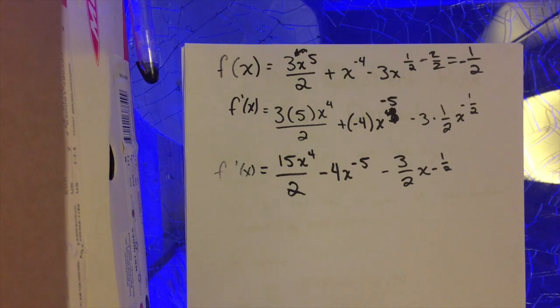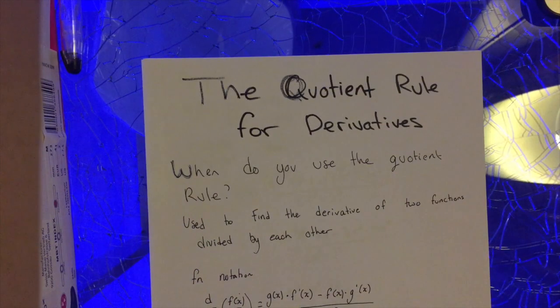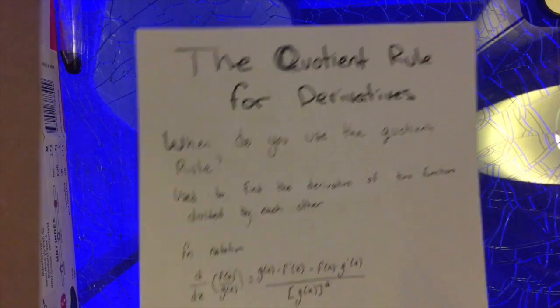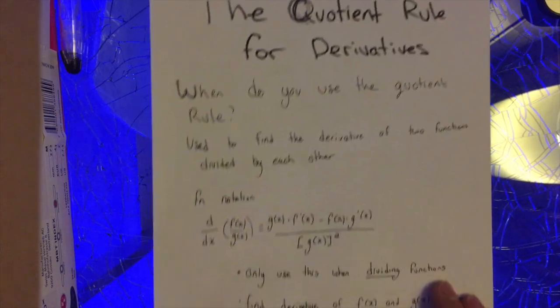So don't get too scared when you see those. Now for the last part of our lesson, which will be the quotient rule. When do we use this rule? Well, for the quotient rule, we actually only use it to find the derivative of two functions that are being divided by each other. So we have rules for sum and difference, we have the power rule, and now the quotient rule is only used when you are dividing two functions.